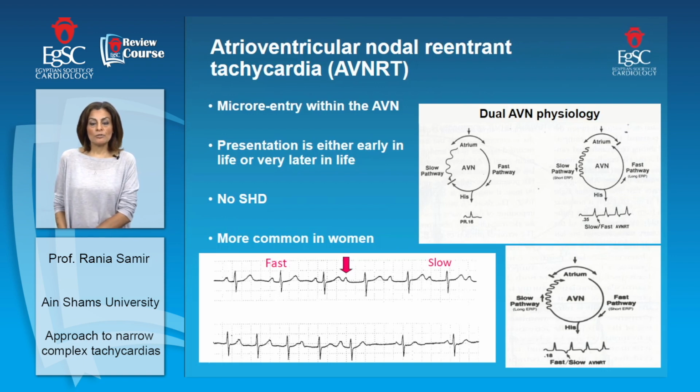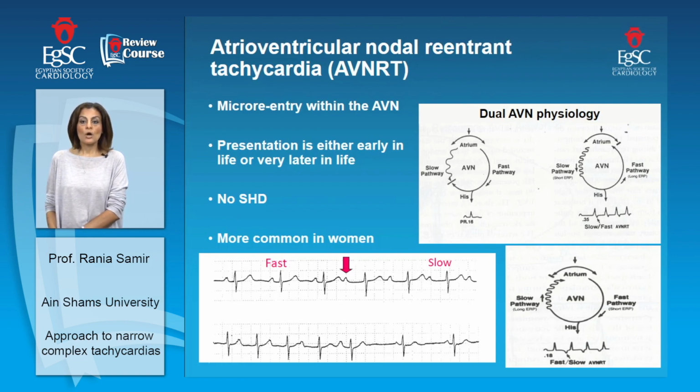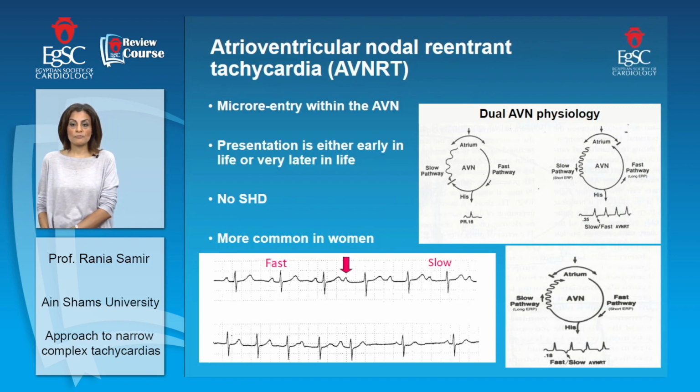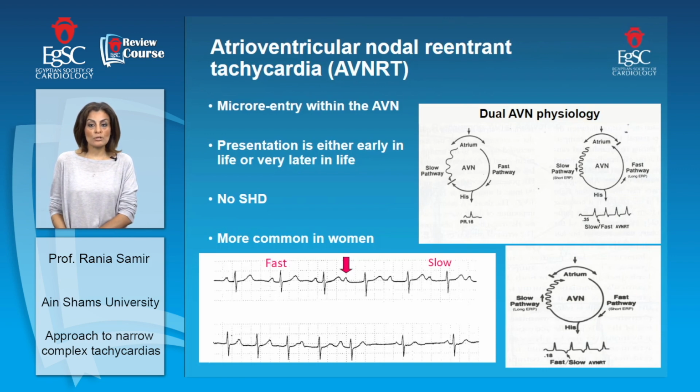But in typical AV nodal reentrant tachycardia, when an atrial extrasystole happens, it finds one of the pathways refractory. In typical AV nodal reentrant tachycardia, the fast pathway has fast conduction and a long effective refractory period, while the slow pathway conducts slowly but has a short effective refractory period. So when the atrial premature beat comes, it finds the fast pathway blocked or refractory, so it's forced to go down the slow pathway and move slowly inside it until it conducts to the ventricle, so it will produce a very long PR interval.